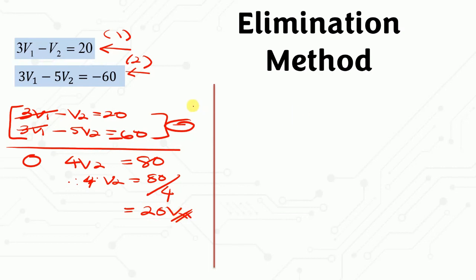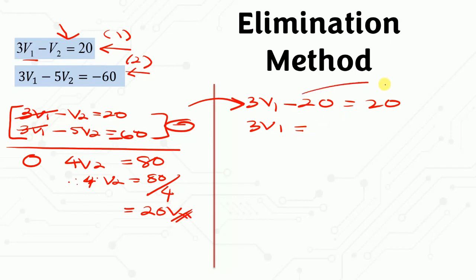Then just go to the other side. You want to get the value for v1. Let's say you just substitute the value here: 3v1 minus 20 equal to 20. So 3v1 equal to, when you bring the negative 20 over, 40, and your v1 is equal to 40 over 3. So this is your answer, which is v2 is 20 and v1 is 40 over 3.